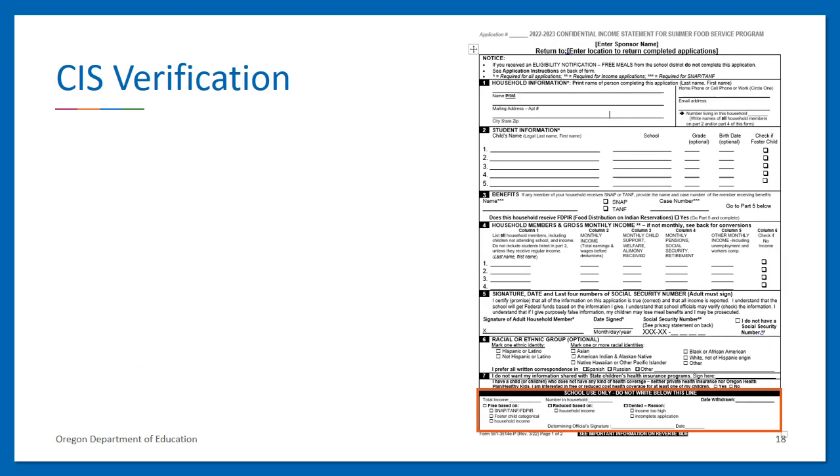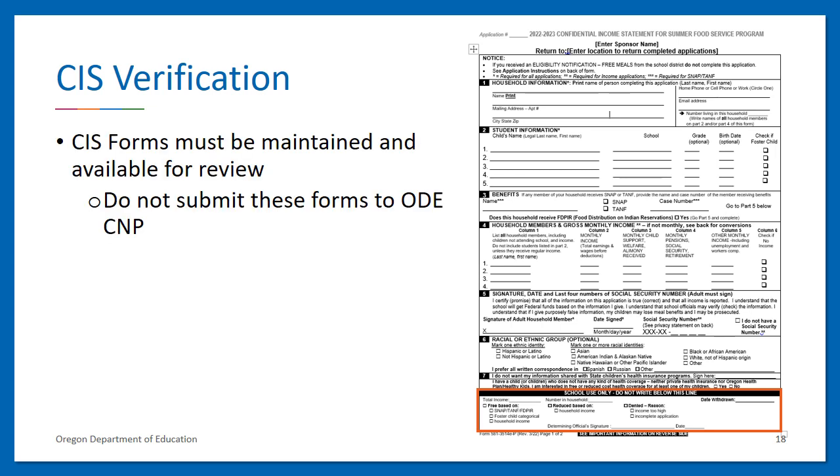As sponsor staff, you will need to document if the participant is eligible for free or reduced price meals or not. If so, the person responsible for reviewing the forms will indicate what the participant is eligible for, how they were determined to be eligible, and sign and date the form. The location to document this is at the bottom of the CIS. Sponsors must maintain original approved forms for all eligible children, and the documents must be available for review by ODE CMP. For camps, these forms may be in separate files for each camp session. Sponsors are not required to submit approved CIS forms to ODE CMP.